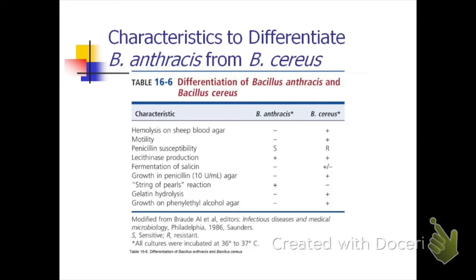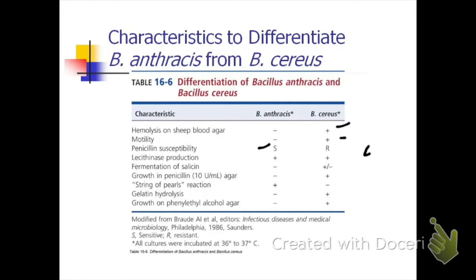Okay, so, how do we differentiate Bacillus anthracis from Bacillus cereus? Why do we need to differentiate them? Because these two are the most pathogenic species of Bacillus. Which one is capable of hemolysis? Cereus. Which one is motile? Cereus. Which one is susceptible to penicillin? Anthracis. Which one can produce capsule? Both of them.